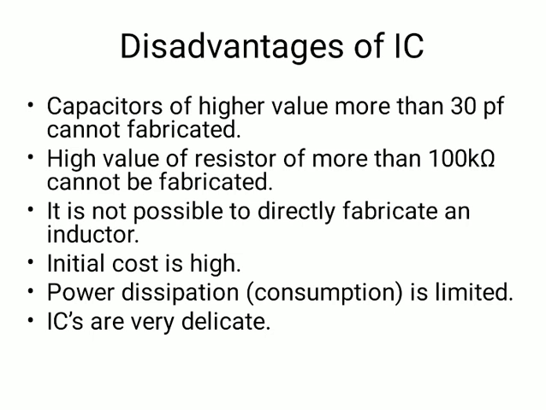So let's see the disadvantages of ICs. A capacitor of higher value, more than 30 picofarads, cannot be fabricated. So if there is a circuit that consists of a capacitor, and the value of that capacitor is more than 30 picofarad, in that case we cannot fabricate it, that is, we cannot make the IC of that circuit. It's very difficult. A high value of resistor, more than 100 kilo ohms, cannot be fabricated either. So if the circuit consists of a high value of resistor, again it's very difficult to convert that circuit into IC.